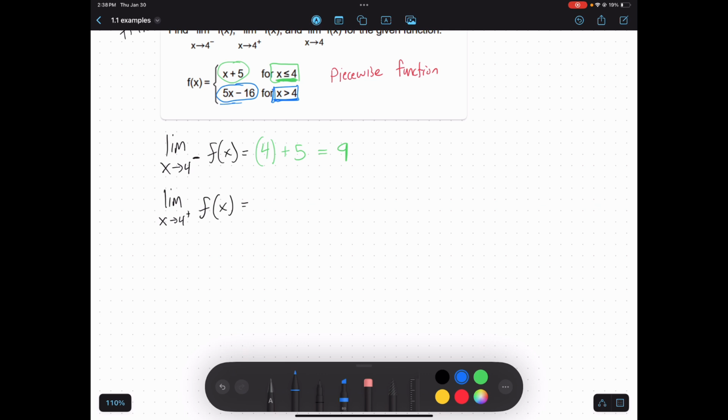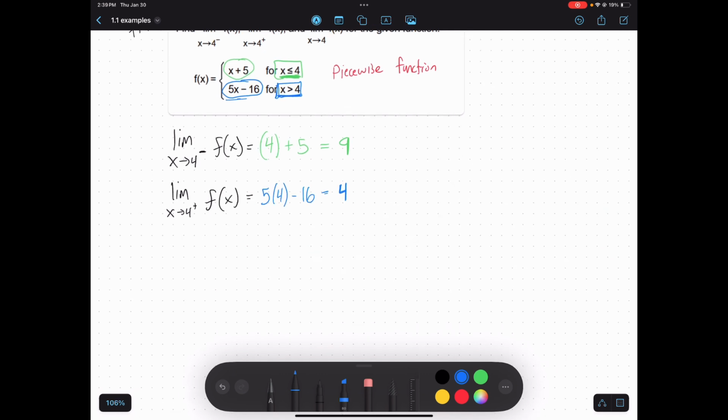But once again, that's another linear function. It doesn't have any discontinuity, so I can expect it to act normally, right? It's not going to go to infinity or go to negative infinity. It's not going to jump. I can assume it's going to have just a normal behavior. So all I have to do is just plug in 4 into this function. And what do I get? 5 times 4 is 20. 20 minus 16 is 4. Okay. So my limit from the negative direction was equal to 9 because I was using the top rule. And then the limit from the positive direction ended up being 4 because I was using the bottom rule.